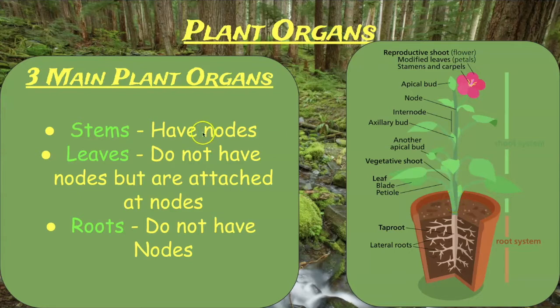And so we classify anything that has a node as a stem. We classify anything that's attached at the node as a leaf. And then if we see a part of the plant that doesn't have a node or isn't attached to a node, that's what we consider our roots. And of course, the roots are going to uptake all the nutrients from the soil, the stem is going to provide support, and then the leaves are going to do things like photosynthesis. Sometimes they're modified into a flower, but that's again a different story.